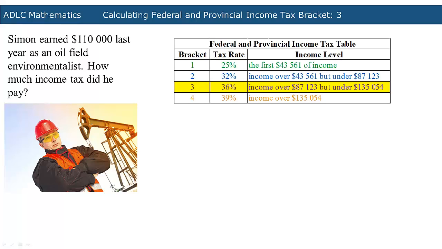Because Simon earned income over $87,123, but under $135,054, he falls under bracket 3. Therefore, the first $43,561 will be taxed at a rate of 25%. The next $43,562 will be taxed at 32%, and the rest of the income will be taxed at 36%.